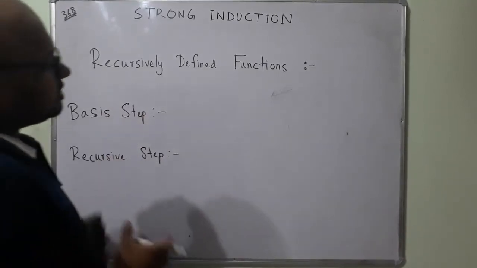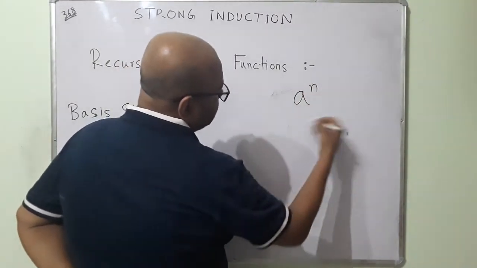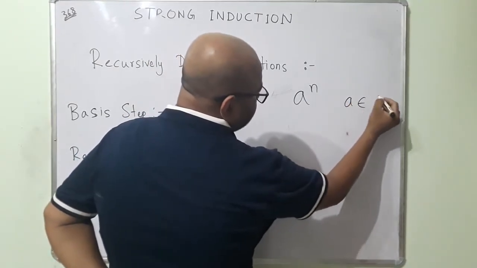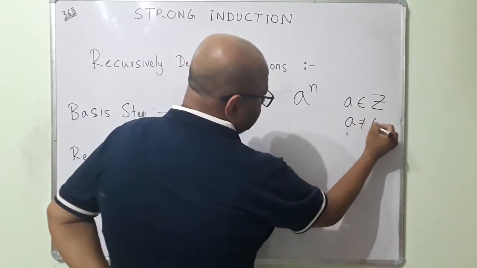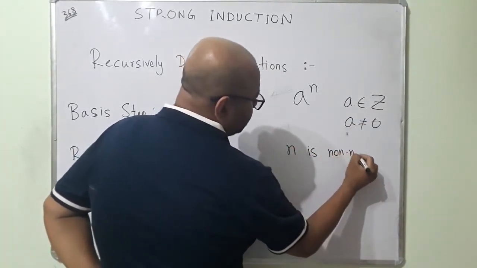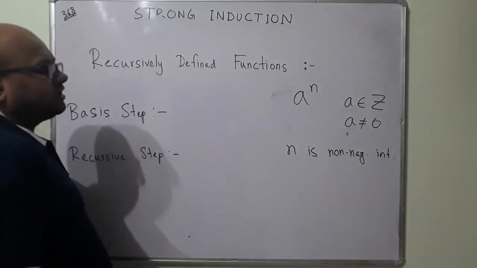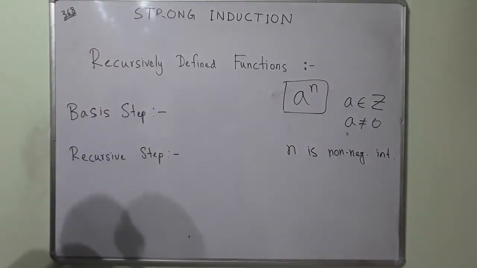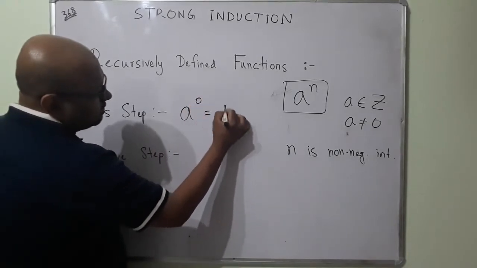Okay, I want to write this definition of a to the power n, where a is an integer and a is not equal to 0, and n is a non-negative integer. So a to the power n. How do I recursively write this thing? My basis step will be a to the power 0 is equal to 1.